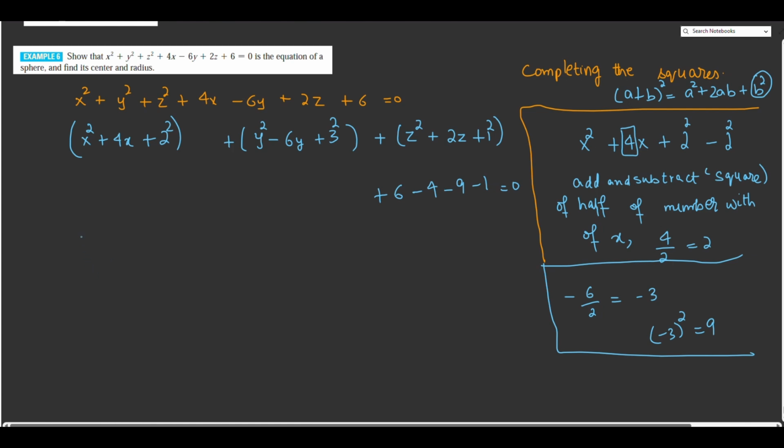So the equation can be written in the following way: x plus 2 square plus y minus 3 square plus z plus 1 square equals, and you can bring this to the other side, so this becomes 6 minus 14. 6 minus 14 is equal to minus 8.